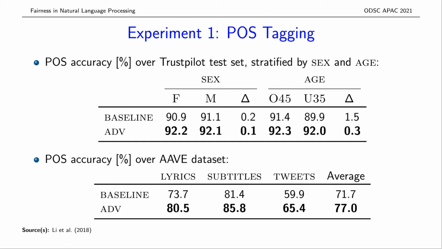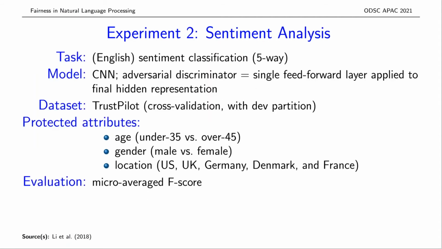It's by no means perfect, but relative to the baseline, we're generalizing much better. We're much more robust over different demographics, even though we have no explicit training for this particular population. So very promising.